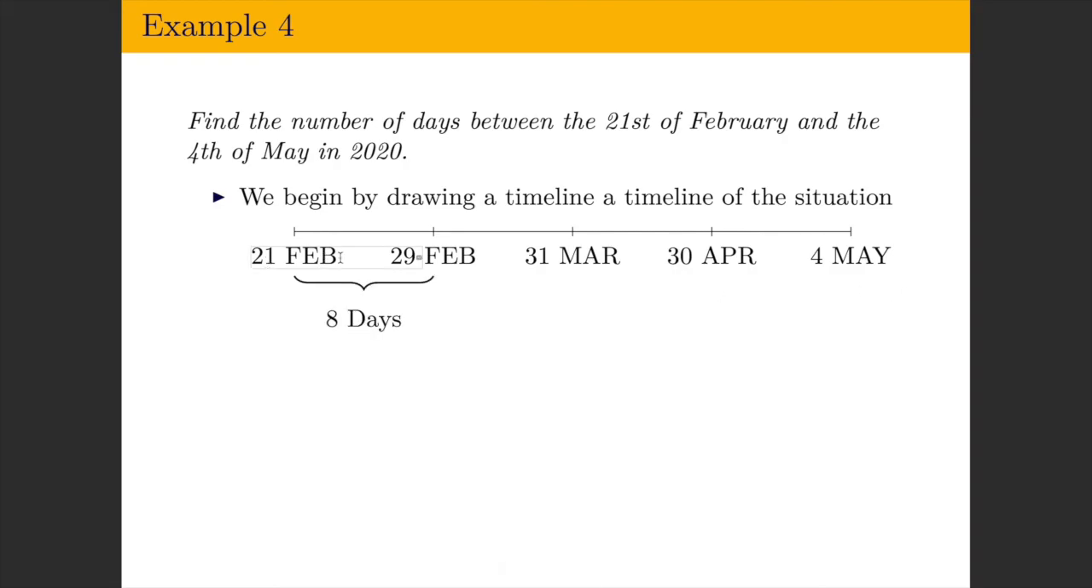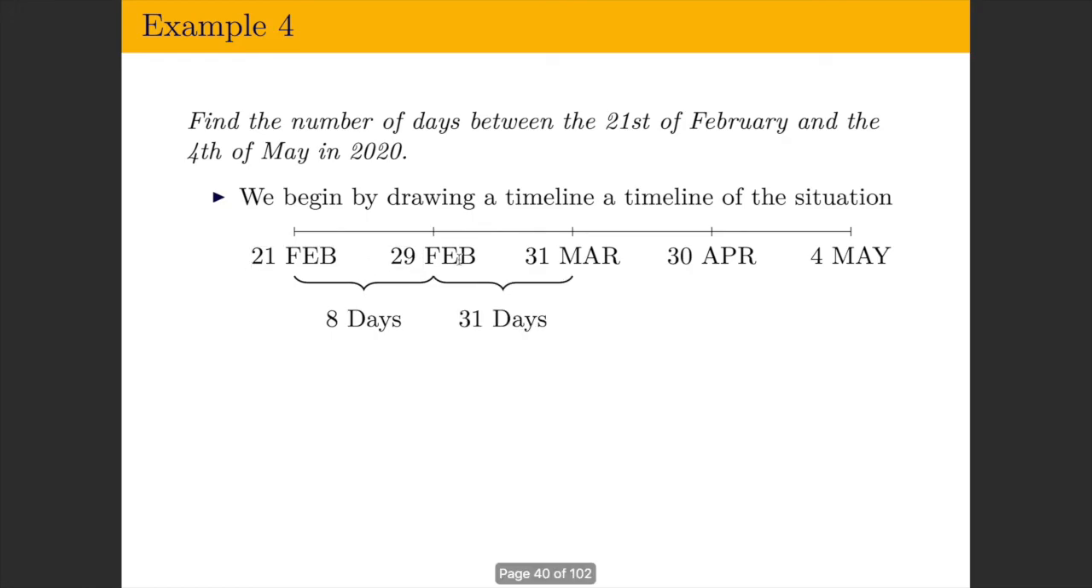So between the 21st of Feb and the 29th of Feb, you'll notice that there are 8 days. To see that there are 8 days, simply what you have to do is take 29 minus 21. That gives you your 8 days. Again, we don't include the 21st of Feb, so that would be including the 22nd, 23rd, 24th, 25th, 26th, 27th, 28th, and 29th is 8 days.